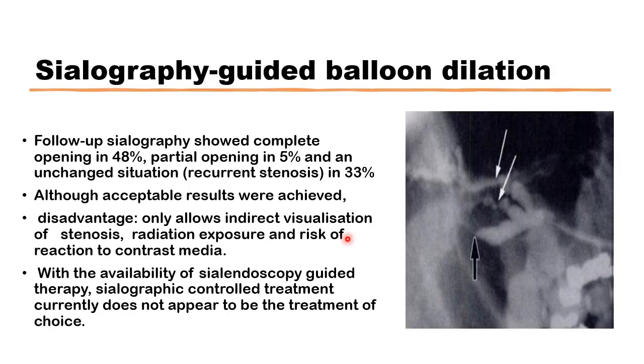Before the availability of sialoendoscopy, sialography-guided balloon dilatation was used in the management of duct strictures and stenosis. This was helpful in just more than half of the cases, providing either complete or partial opening, but in about a third of the cases there was no response at all. These are not too bad results, but there were other disadvantages, including the failure to see the duct system directly.